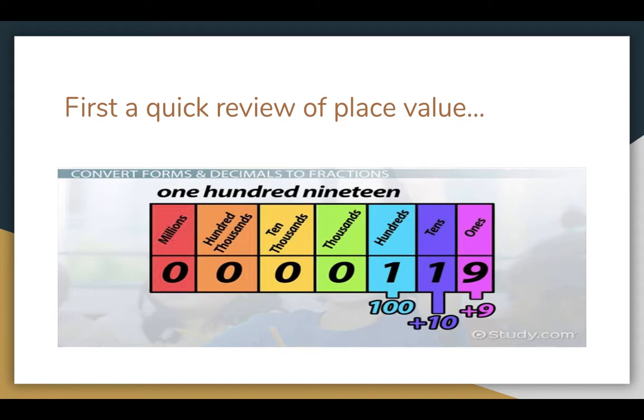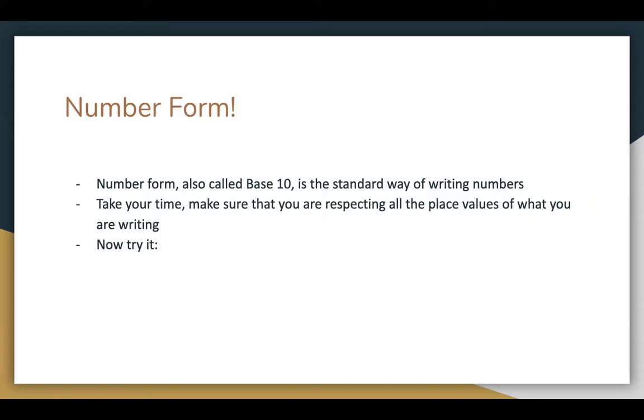So it builds up from there, remembering that to the right of the ones, you start to get into decimals, and that's not really what we're doing right now. So you're building right to left. And generally, when you're starting to write these numbers, if you're trying to just construct them, I would recommend trying to work right to left. So, number form. Number form, it's also called base 10, is the standard way of writing numbers. Okay? Take your time. Make sure you're respecting all the place values of what you're writing.